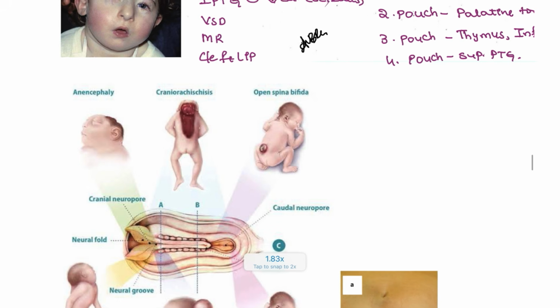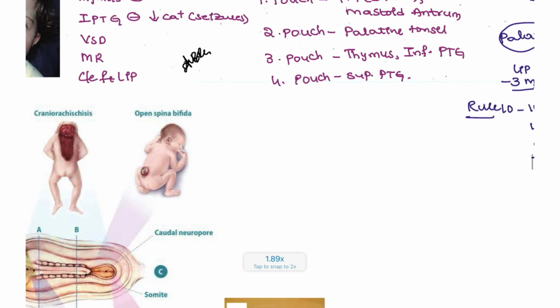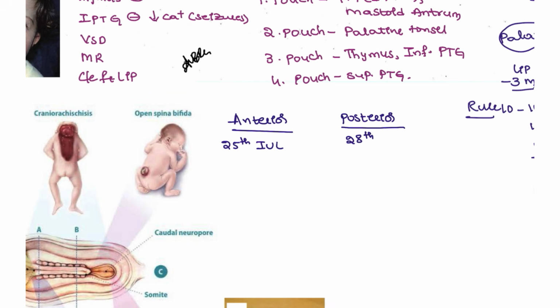Okay, next we have the neural tube defects, guys. So, anterior neural tube defects and also posterior neural tube defects. The anterior one is closed on the 25th day of intrauterine life, and the posterior one is closed by the 28th day. That means this is the 3rd week and this is the 4th week.